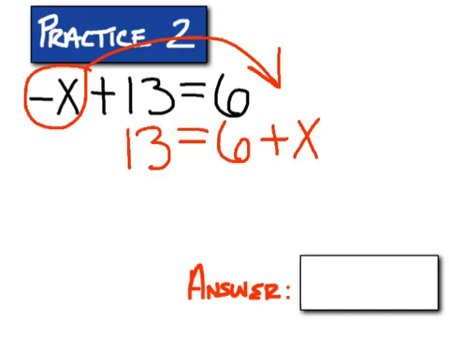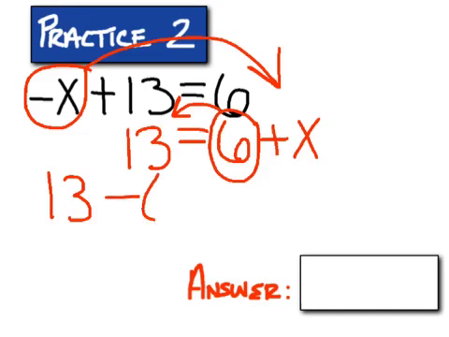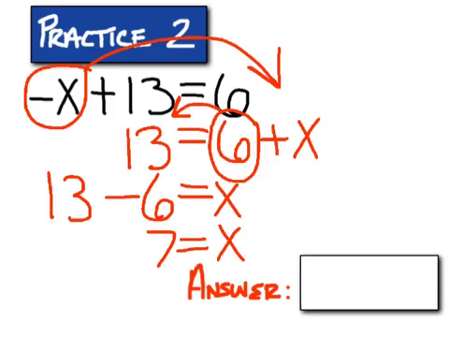Alright, now we want our positive x by itself, so we need to move our 6 to the other side. When we move our 6, it's a positive 6 on the right side, so when we move it to the left, it's going to be a negative 6. So our answer is going to be 7.